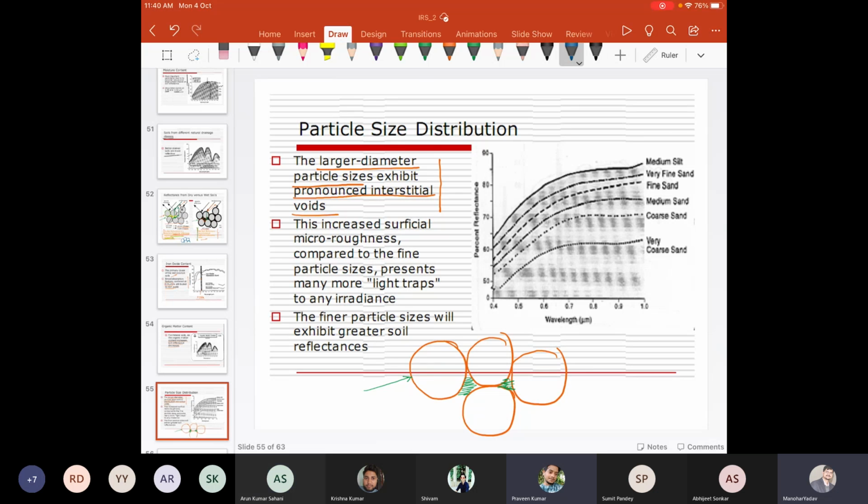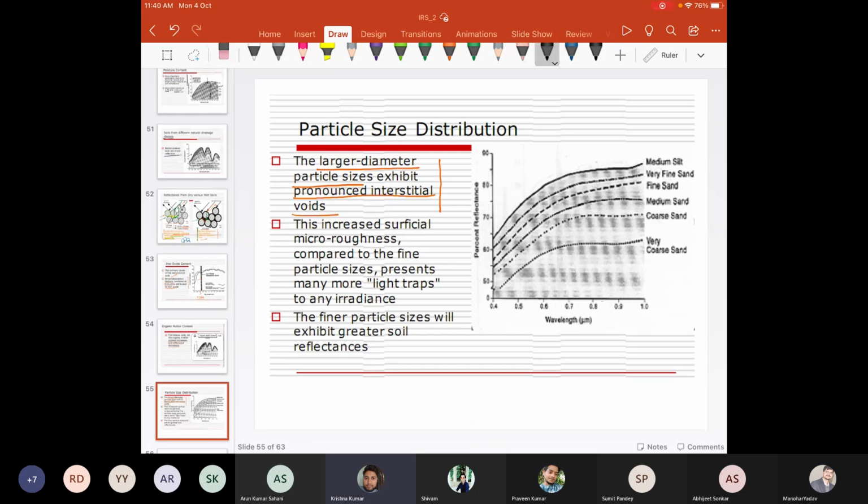You see, obviously, if you decrease the size, then what will happen? Let me draw over here. Sir, when the particle size gets smaller and the particles get closely packed, maybe the void volume decreases, but the number of voids is increasing. And if the number of voids is increasing, there must be an increase in the reflectance.